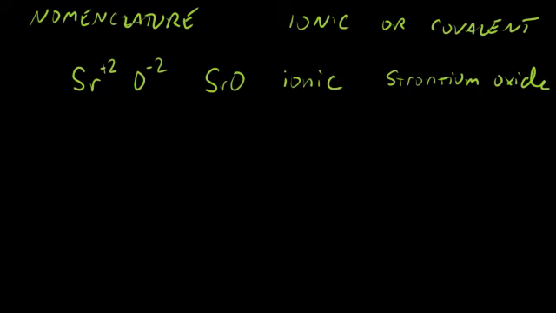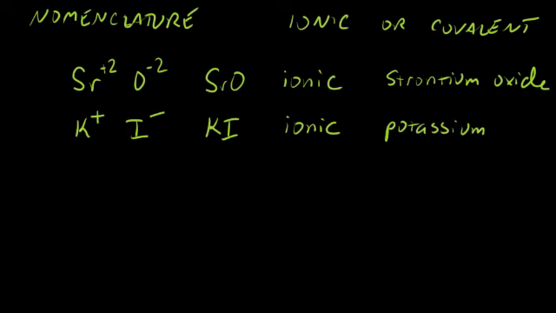All right, look at another example, K and I, potassium and iodine. Potassium, group 1A, iodine, group 7A. Big difference in electronegativity. Obviously, it's going to be ionic. Formula is going to be KI. This is ionic because of the big difference in electronegativities, and this is going to be potassium iodide. Iodine, chop off the ending, add IDE, iodide.